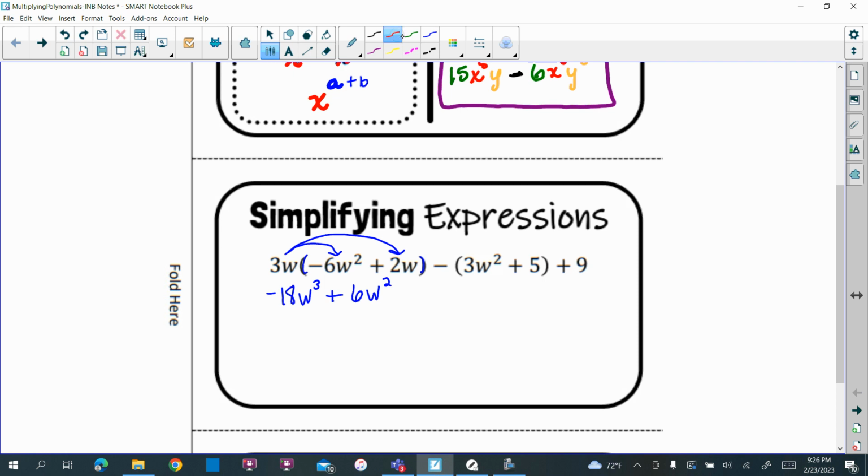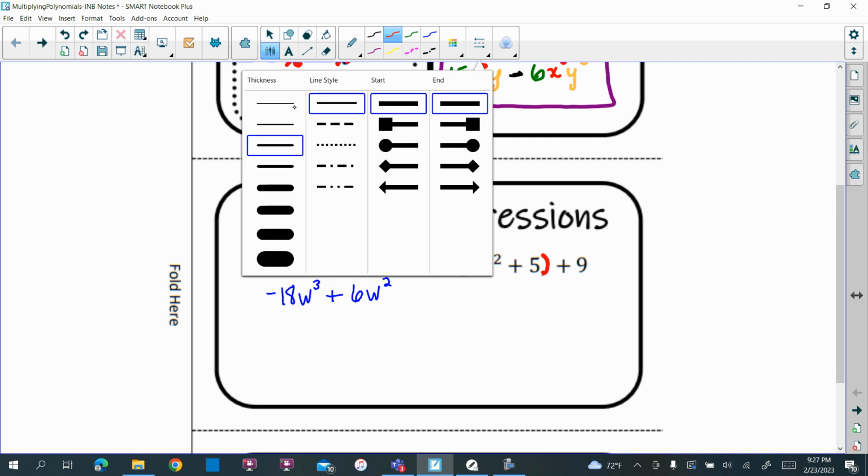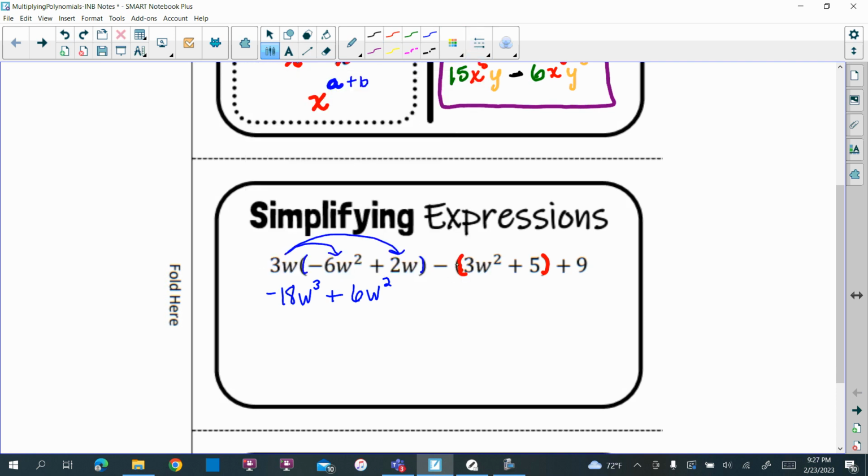Then when I go to the next grouping here, I got another set of parentheses. You have to remember, if I don't see a coefficient or term in front of the parentheses, it's like that invisible 1. Okay, so we're going to distribute this negative 1 to each term. So negative 1 times 3w squared is going to leave me with a minus 3w squared. Then negative 1 times positive 5 makes that now a negative 5. And then we have this plus 9 at the end.